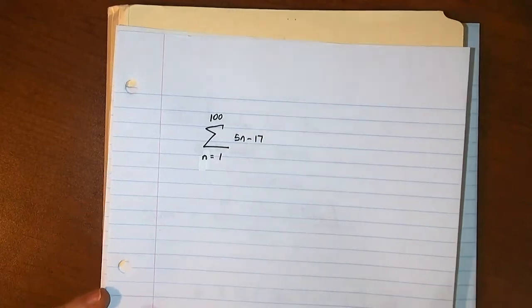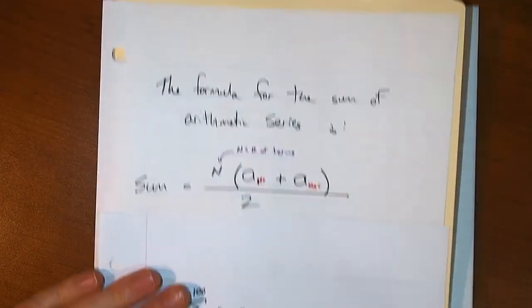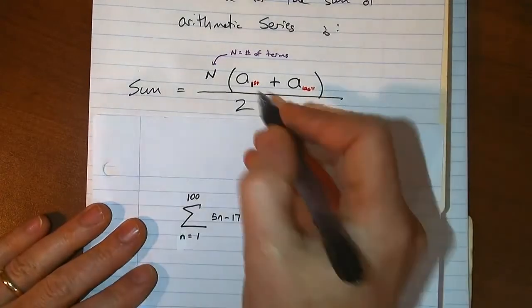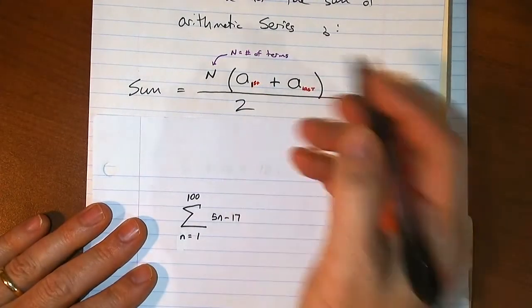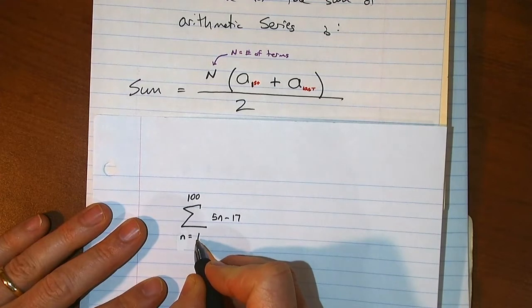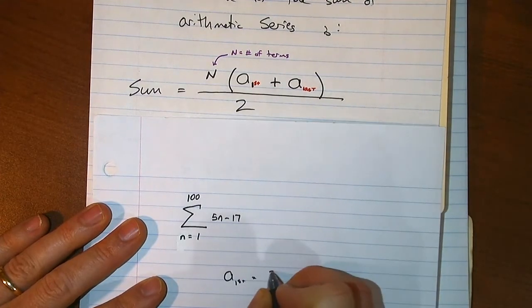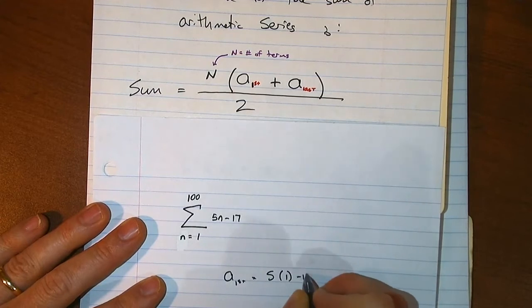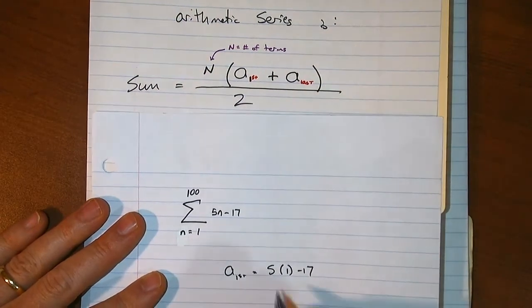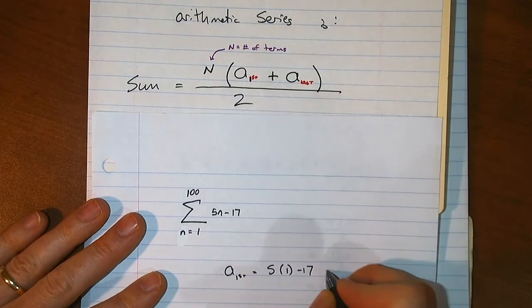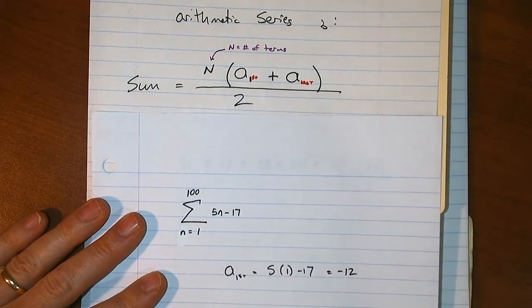With the formula that we've written down here today, we can skip most of that work because all we need to know is the first term. So how do I figure out the first term? I'm going to plug this number in. Okay, so a sub first is going to be 5 times 1 minus 17. 5 times 1 is equal to 5 minus 17. That's going to be a negative 12.